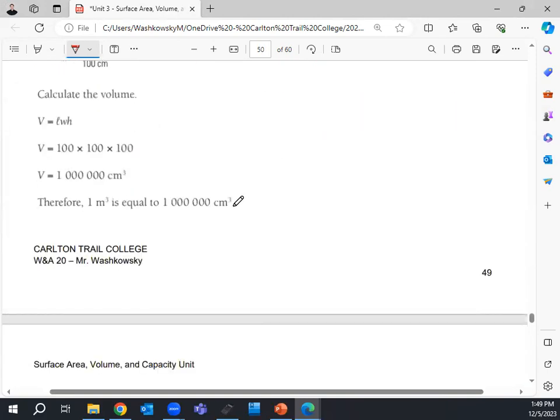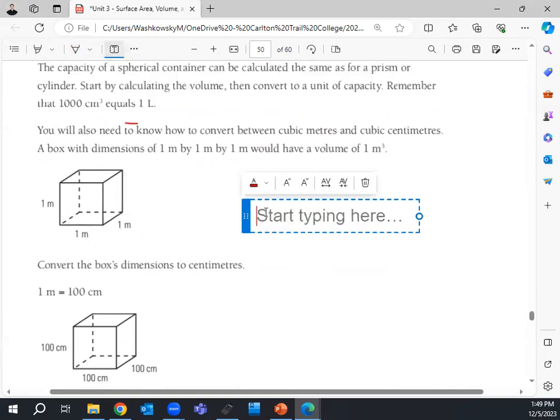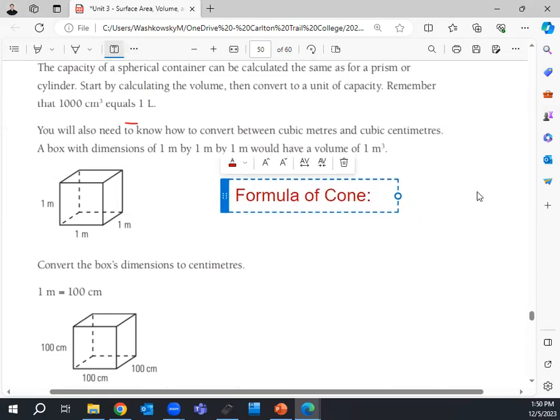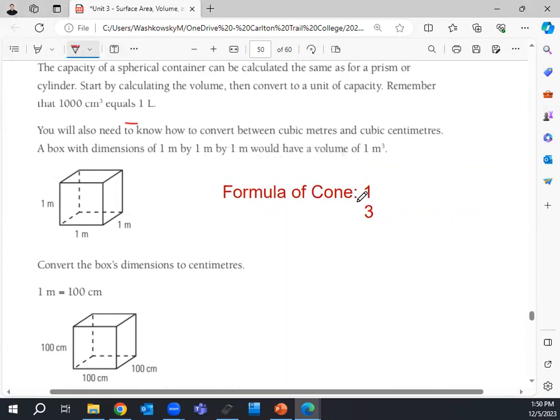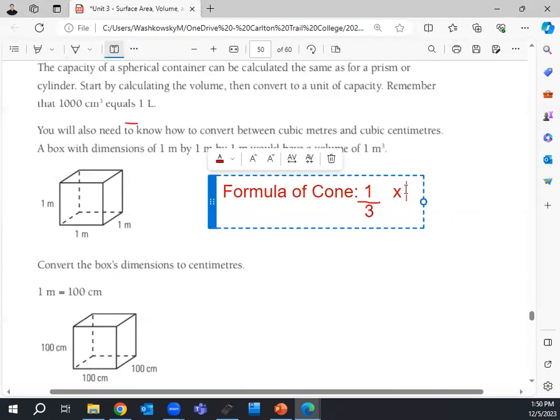So I'm going to get you guys to go up to page 49, and I'm just going to get you to quickly put the formula of a cone, just in all that white space on the right side. I apologize, I forgot to write it down. So formula of a cone is going to be this: it's 1/3 times pi times the radius squared times height.